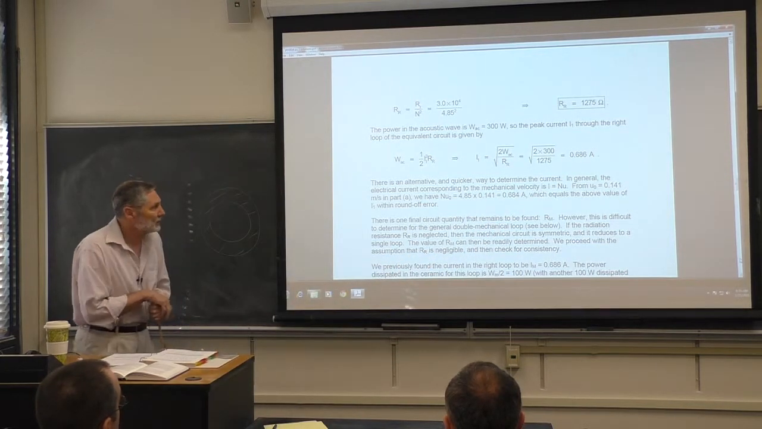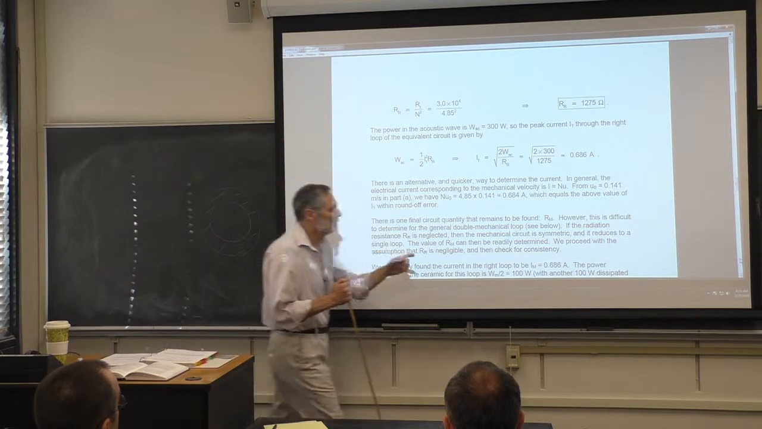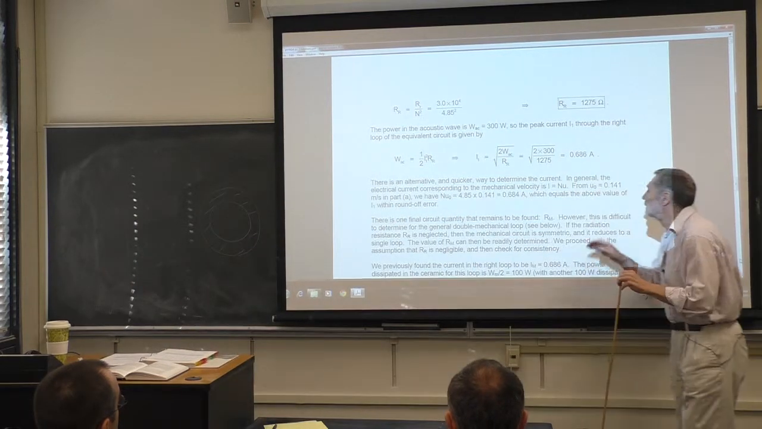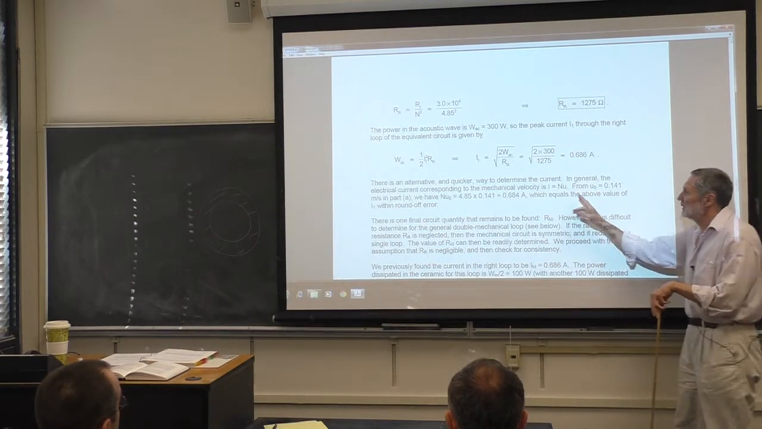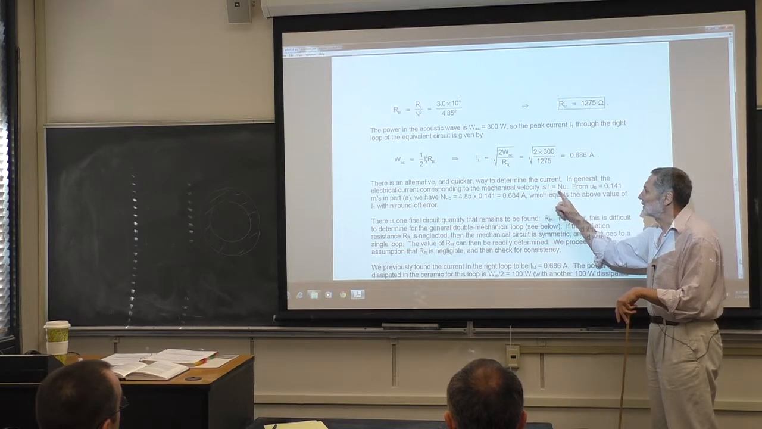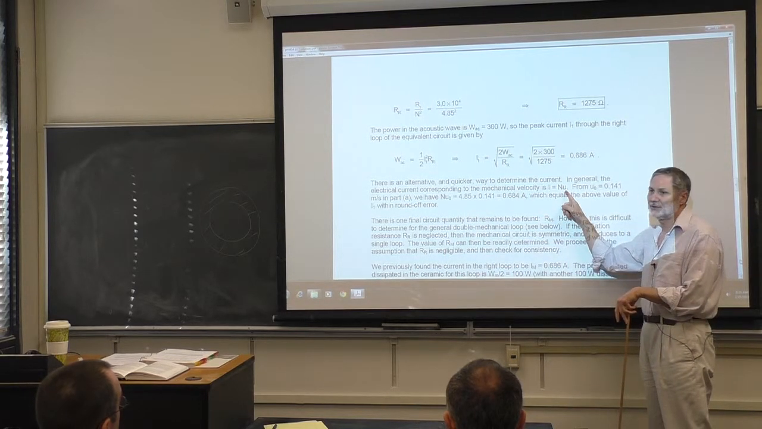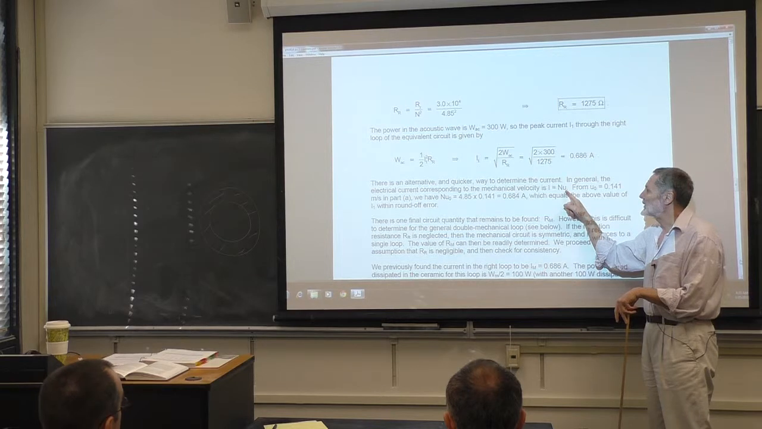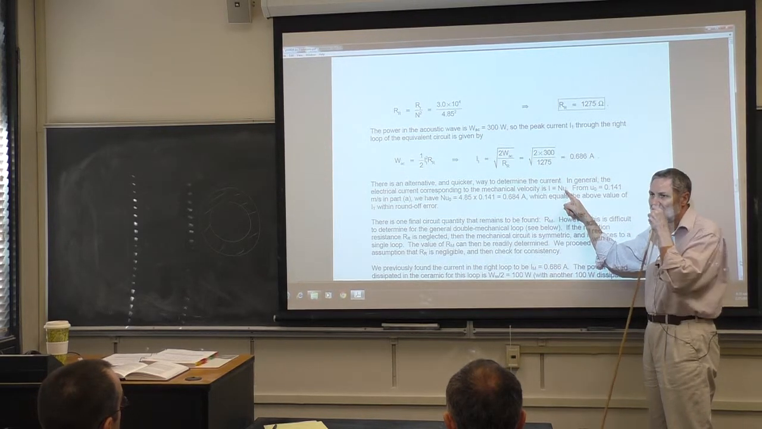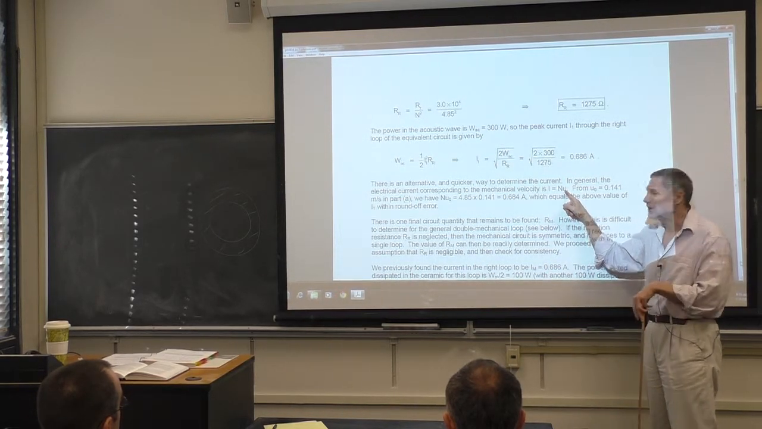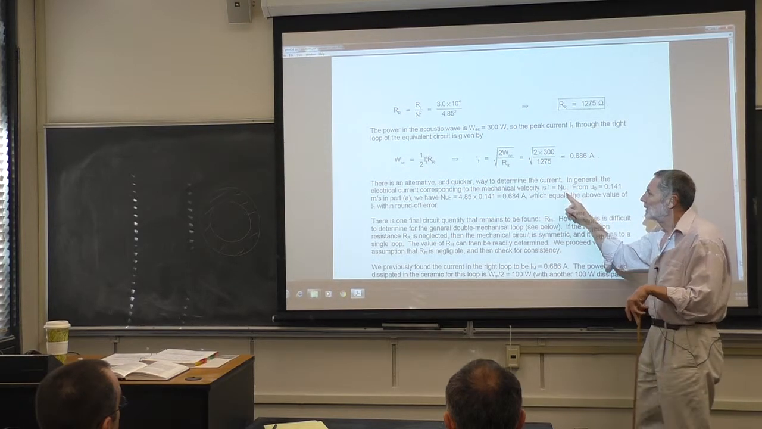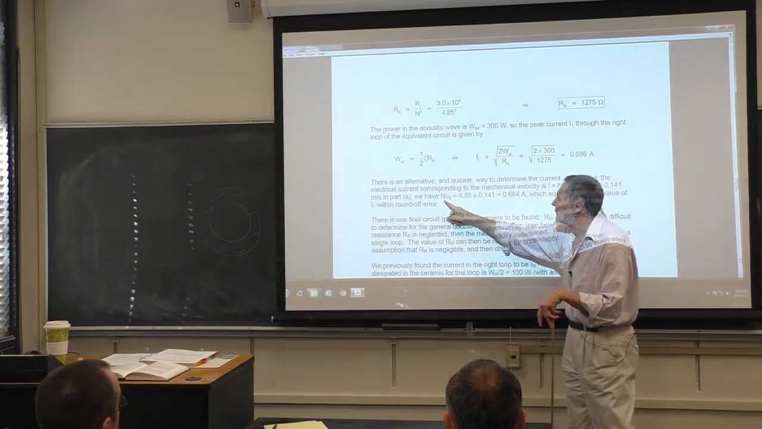Now there's a quicker way of doing this. Let's go way back. Remember, the electrical current corresponding to the velocity is just the turns ratio times U. We already know U from way back in the beginning of this problem, which was a long time ago, okay? So we can calculate it from there.